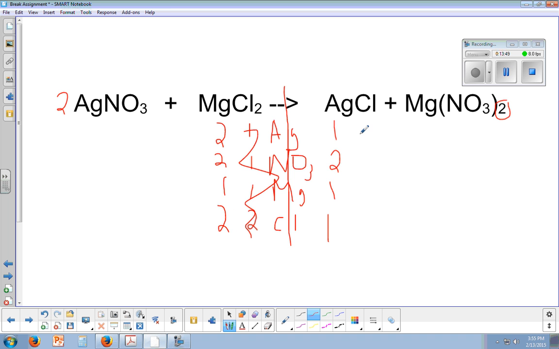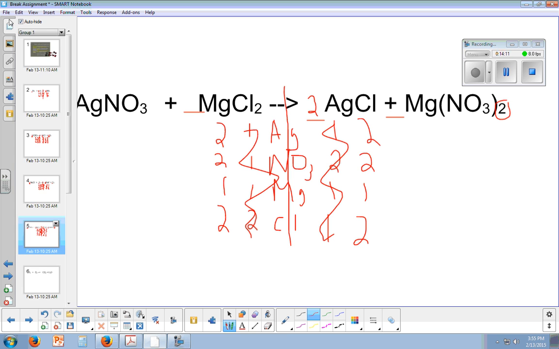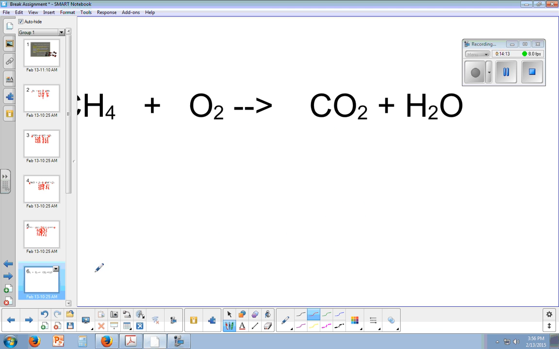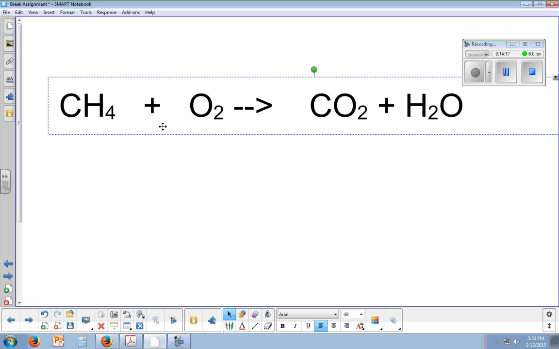So now I, again, unbalanced my silver, and my chlorine still needs to be balanced, and I would do the same thing. I would put a 2 here, cross these guys out, so I have 2, 2, this is still 2, and this is 1. So it's the same thing. We get the same answer, 2, 1, 2, 1, but we just did it in a little bit of a different way. Okay.